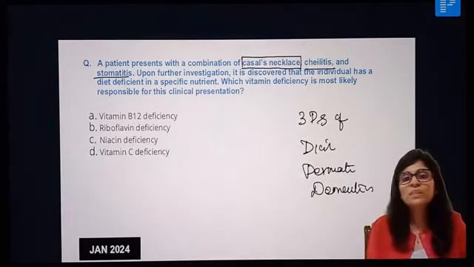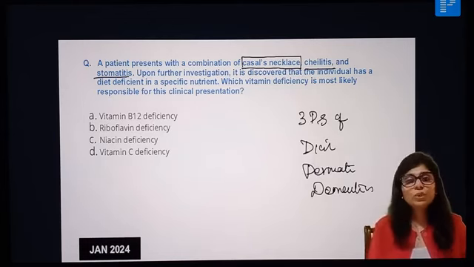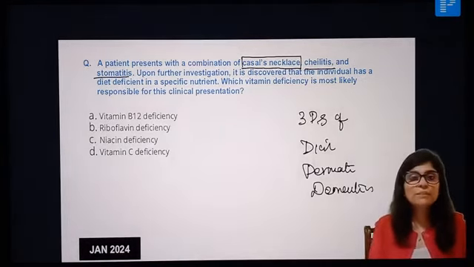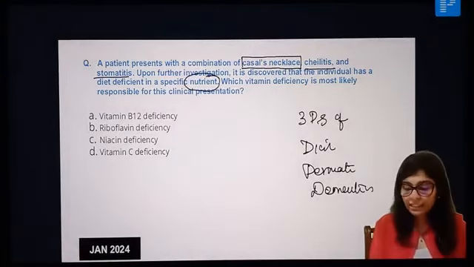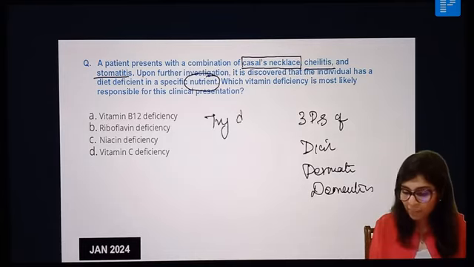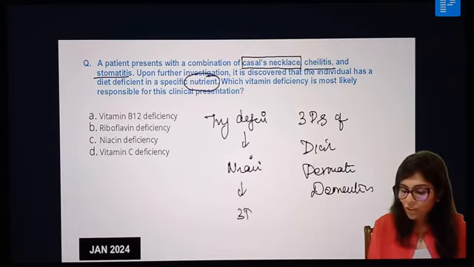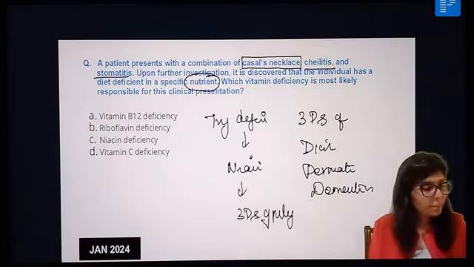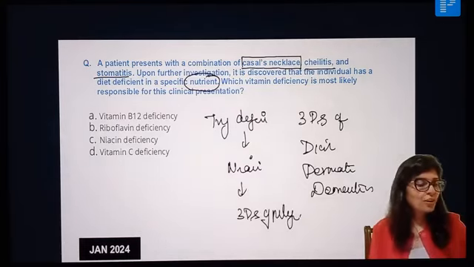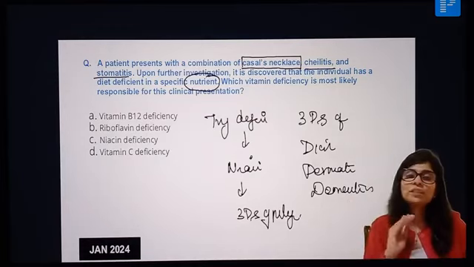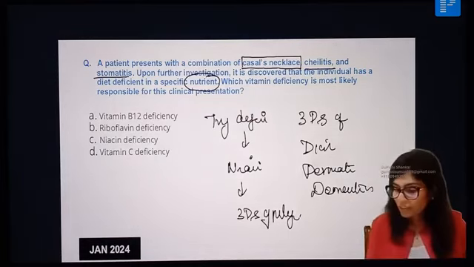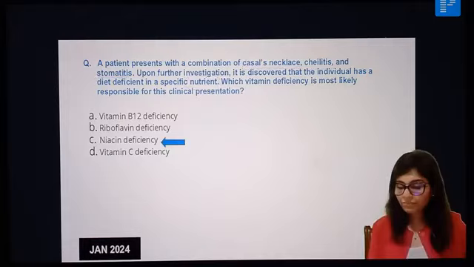Upon further investigation, it is discovered that the individual has a diet deficient in a specific nutrient. Which specific nutrient is deficient in the diet? It is tryptophan deficiency. So tryptophan deficiency causes niacin deficiency. Niacin deficiency causes 3 Ds of pellagra. So those of you who are attending the FMG exam should learn definitely about pellagra, because I've seen so many questions on pellagra. So let's learn about niacin.